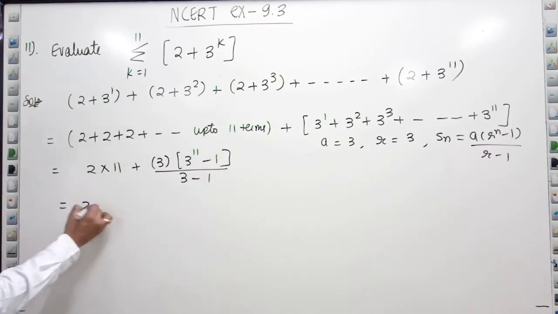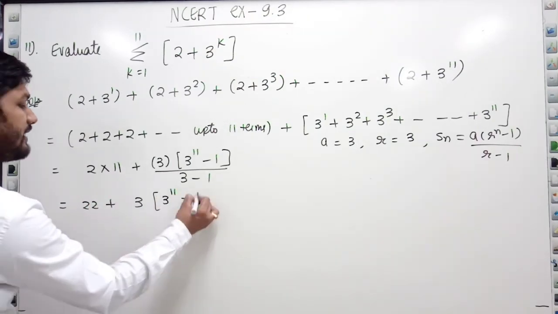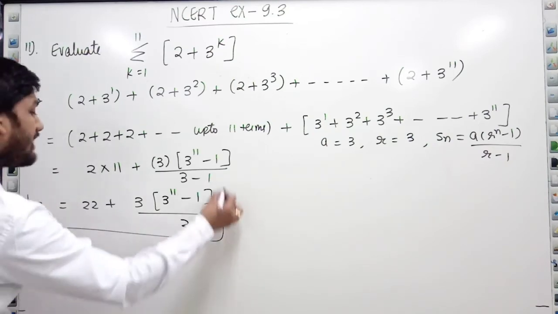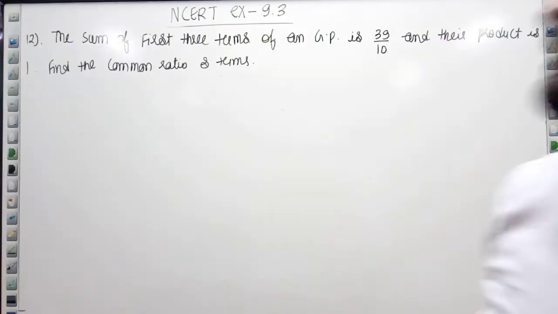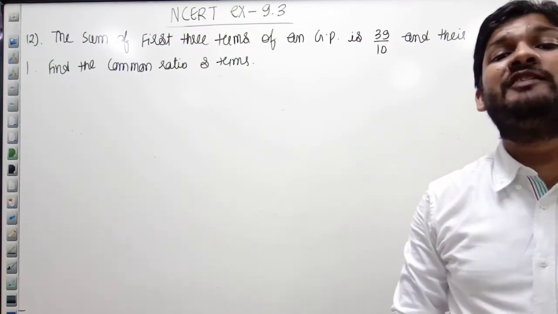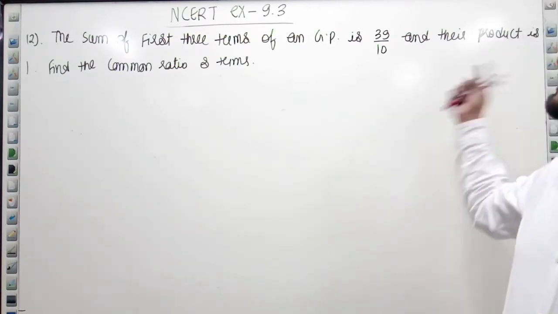So we have 22 plus 3 to the power 11 minus 1 upon 2. This is what summation, and this is the answer. Next is: the sum of first 3 terms of a GP is 39 by 10, and their product is 1.